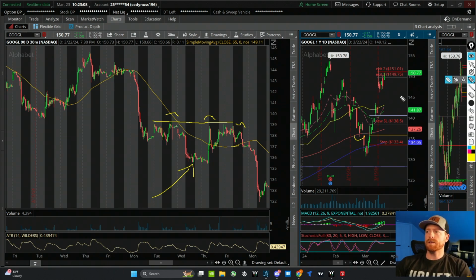So this right here just goes to show exactly why you can't just blindly enter on a level of interest, even though it proved to be strong support multiple times before.